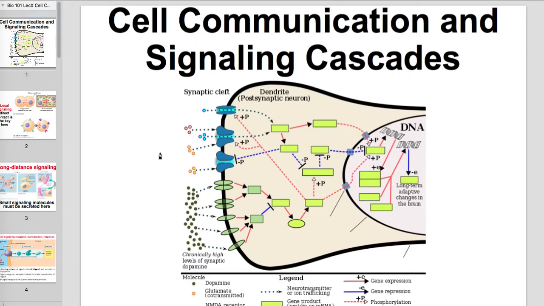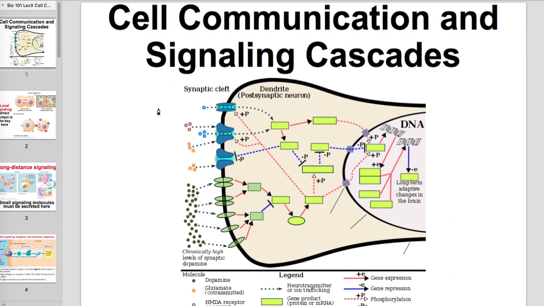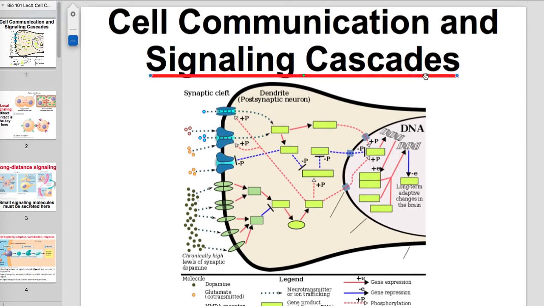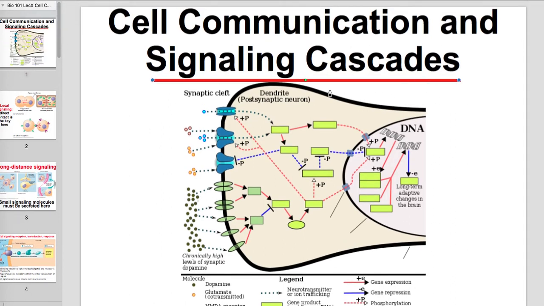So the main point of this is to understand not only how cells communicate, but how signaling cascades are what really are the triggers for genes turning on. And as we get more into genetics, we'll see that genes aren't always on, they aren't always off. It takes environmental stimuli to turn a lot of them on.